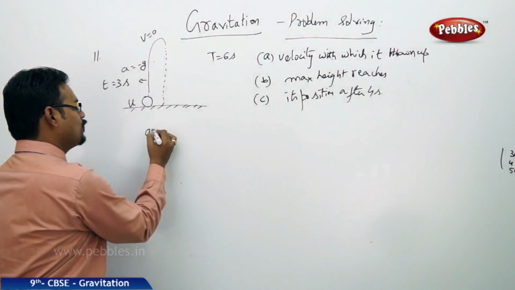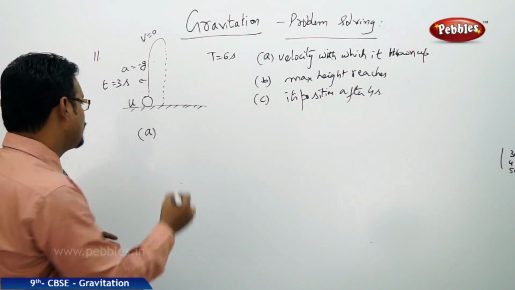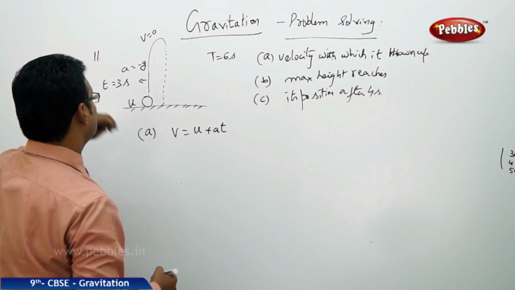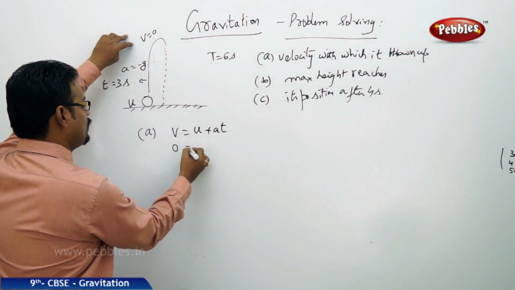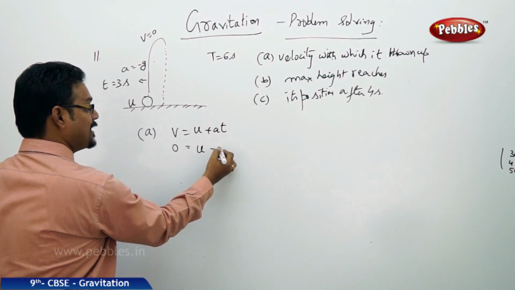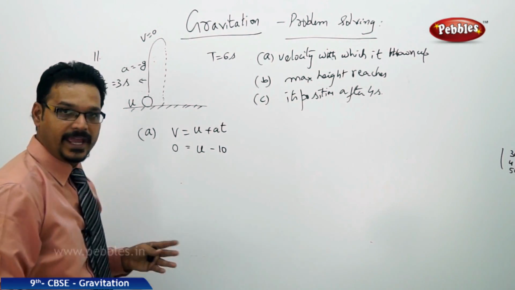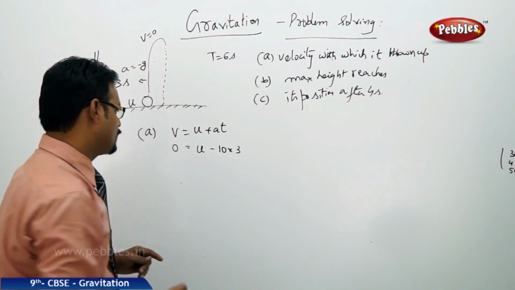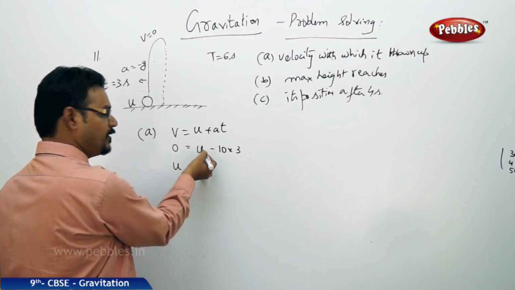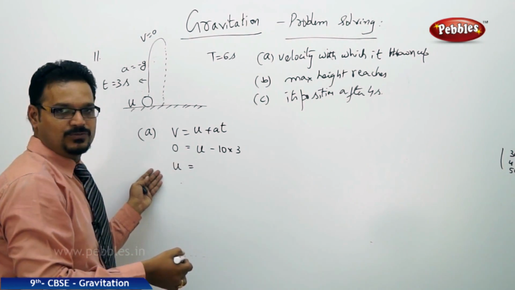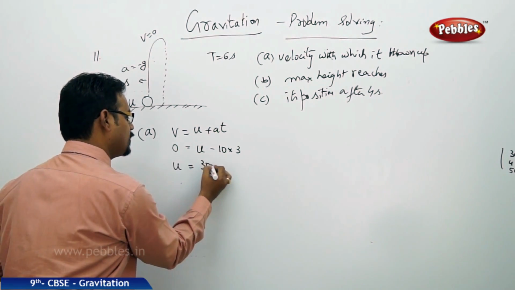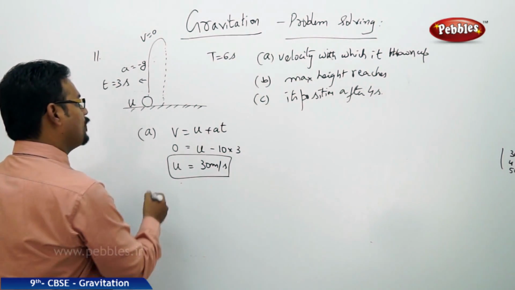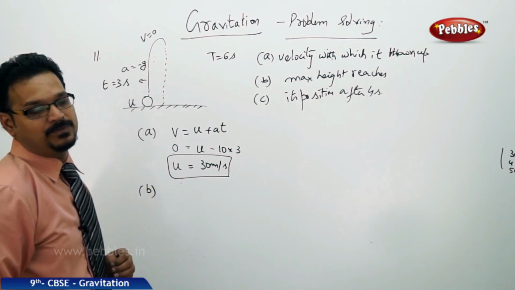It's very simple. Use the first equation of motion, v equals u plus at. Now, v, the final velocity, is 0, initial velocity we need to find, a is minus g, which I am writing as minus 10, into 3, time equal to 3 seconds. So if we take u to the left hand side, minus u, minus minus plus, so u equals 30 meters per second. That's the answer.